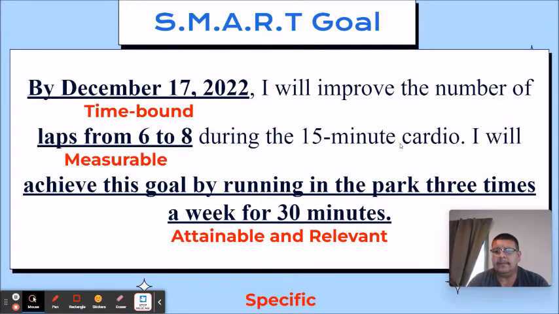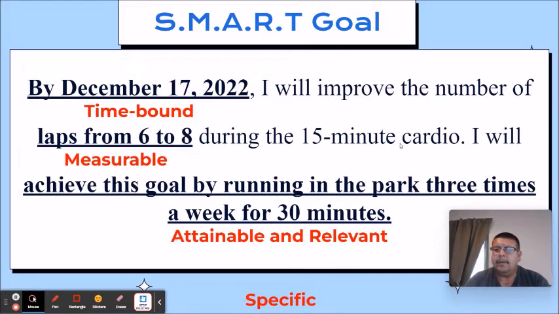Now, attainable and relevant. Attainable means achievable, right? So how are you going to achieve this goal? Well, I'm going to achieve this goal by running in the park for 3 days a week for 30 minutes. I know that I can achieve this goal because I'm challenging myself, but it's not too difficult at the same time. Relevant means realistic, right? To me, this goal is realistic because I know that I can improve the number of laps from 6 to 8 by December 17th, 2022.